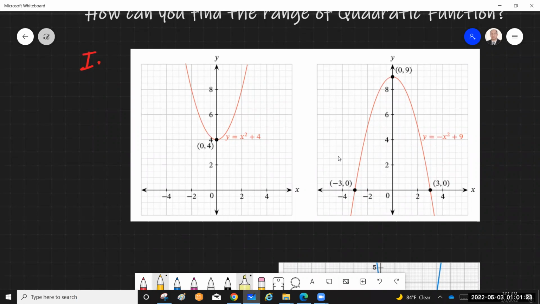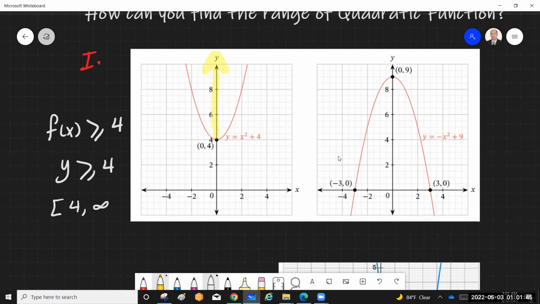I mean, this function, for example, exists here in this part of the y-axis. So the range of this function is f of x bigger than or equal to 4. So this is the range. You can write it as y bigger than or equal to 4, or in interval notation, 4 and infinity.